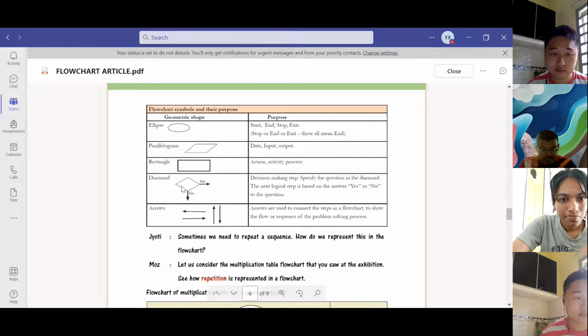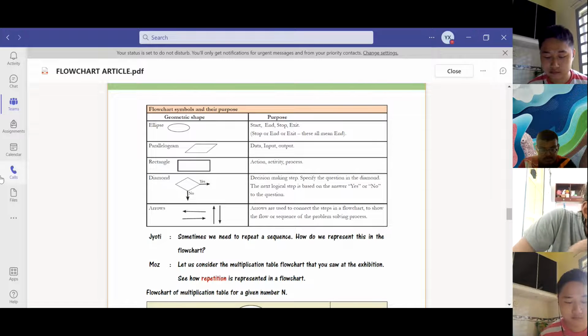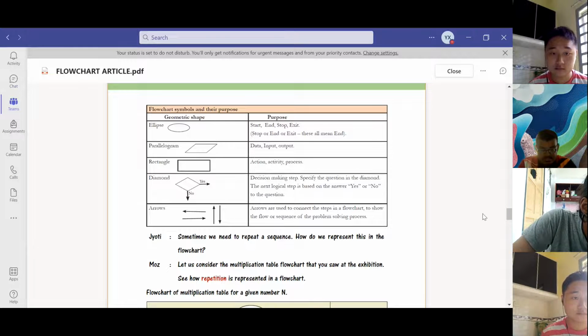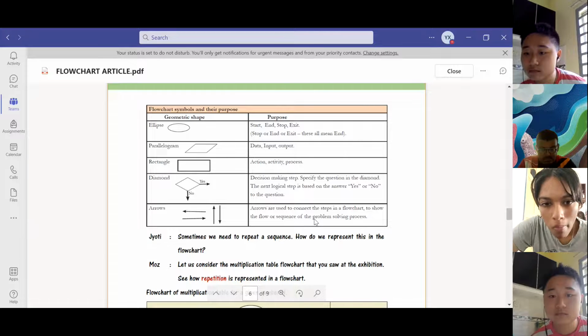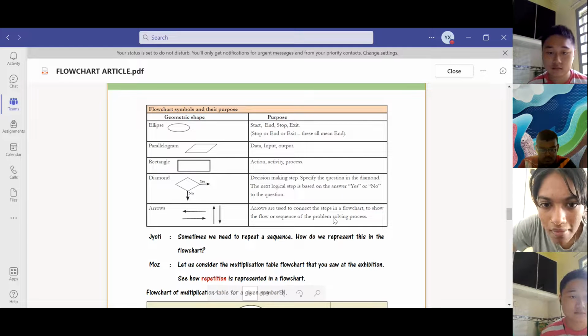Next is the diamond. The purpose is a decision-making step. Specify the question in the diamond. The next logical step is based on the answer yes or no to the question. And lastly are arrows. Arrows are used to connect the steps in a flowchart to show the flow or sequence of the problem-solving process.